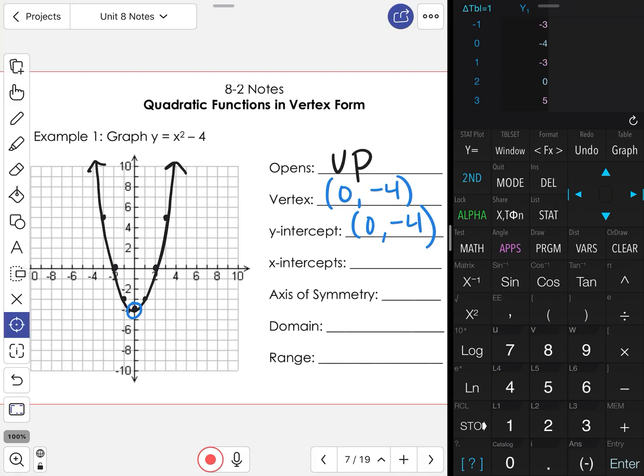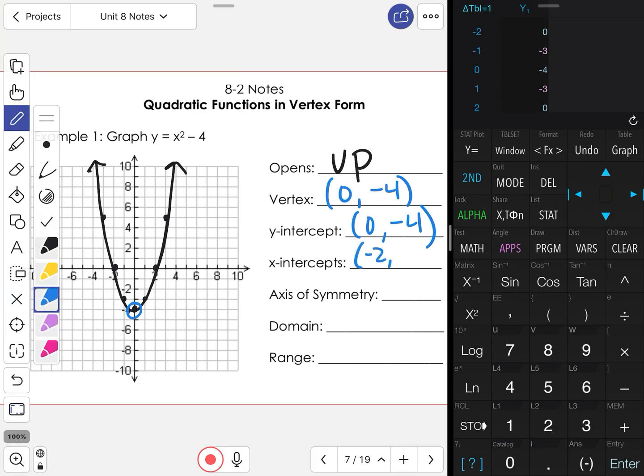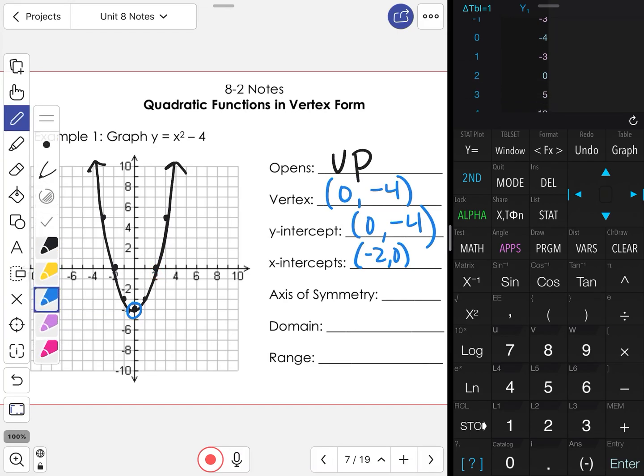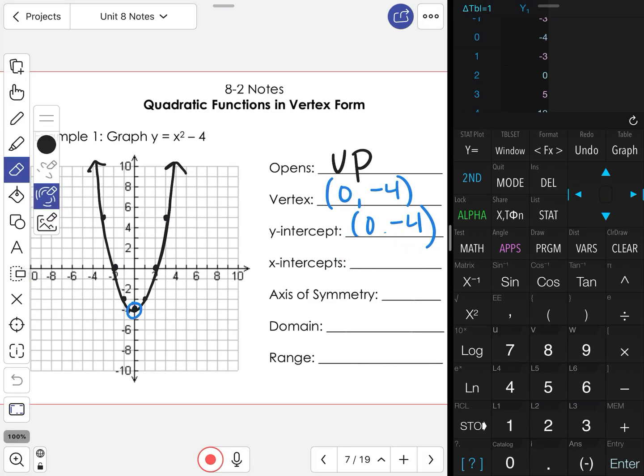Okay, then we need to figure out where we're crossing the x-axis, or x-intercepts. So we're crossing twice. So that's this point right here, which is, if you look at our table, -2, 0. And we're crossing another spot right here at, if you look at our table, +2, 0.